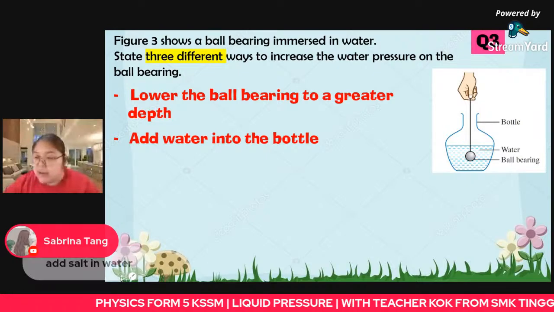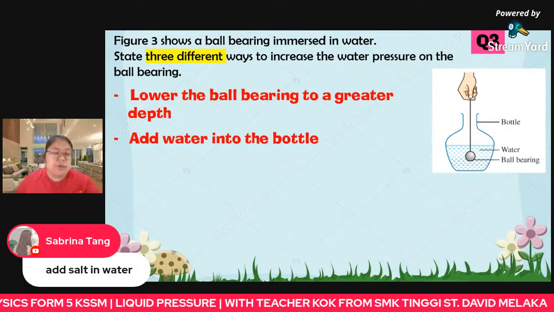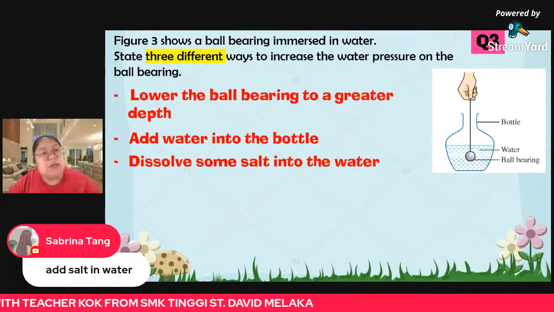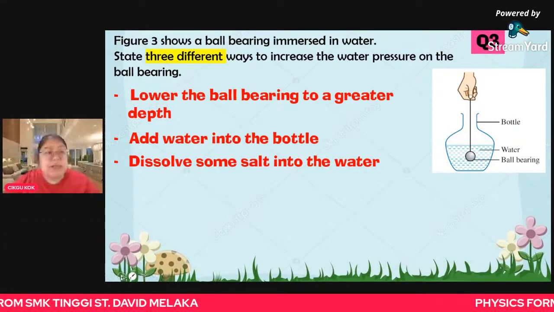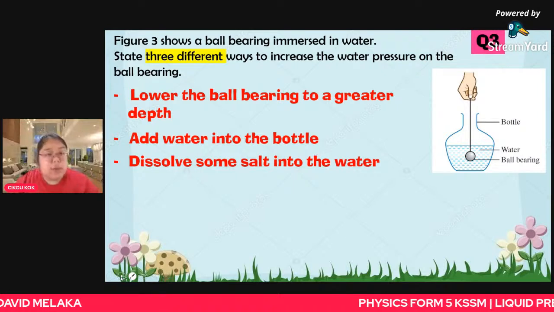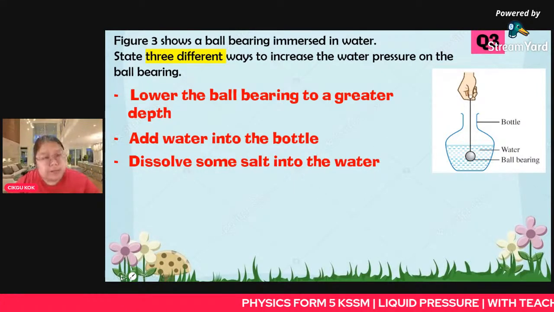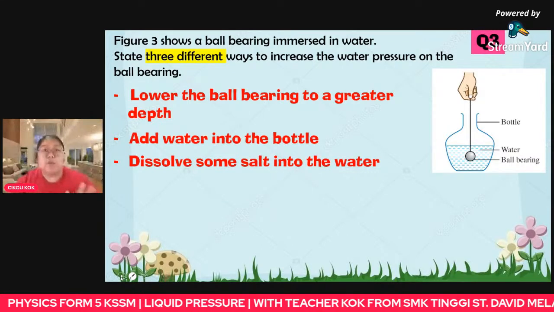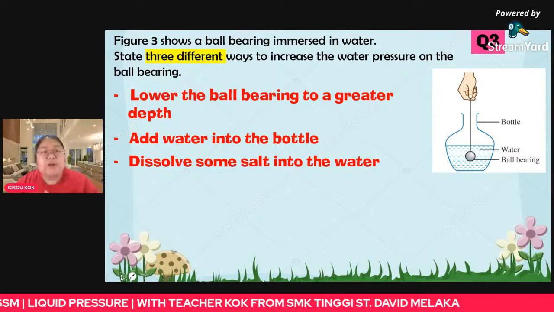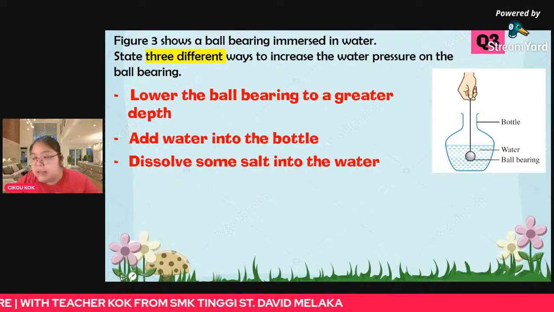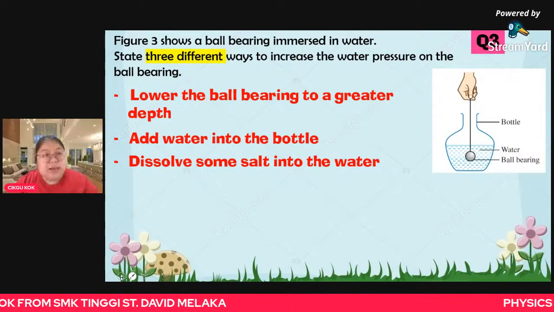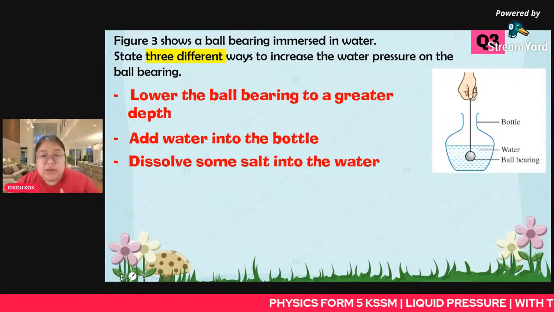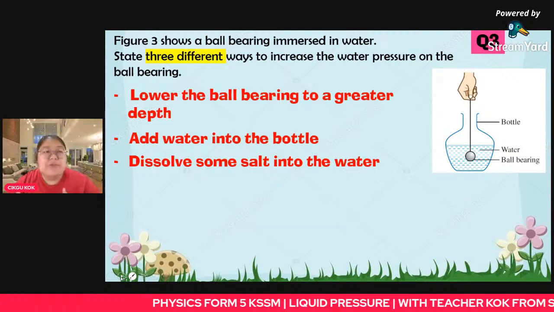So that's correct. The simple thing is we just dissolve some of the salt into the water. When you dissolve some salt inside the water, the density should change. It becomes increased. When the density increases, the water pressure will automatically increase. Okay, add denser liquid into the water. What does it mean to add denser liquid to the water? If you add denser liquid into the water, you get two layers already. With two layers, we cannot find out which density you want to use.